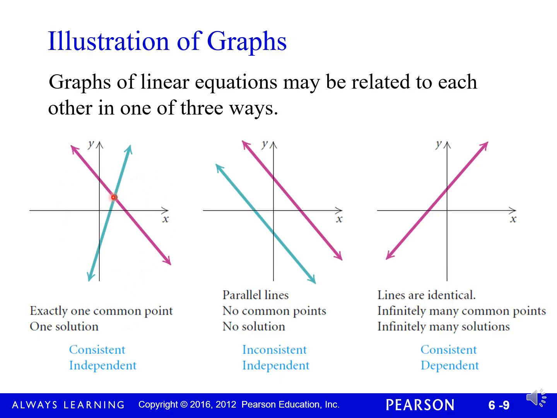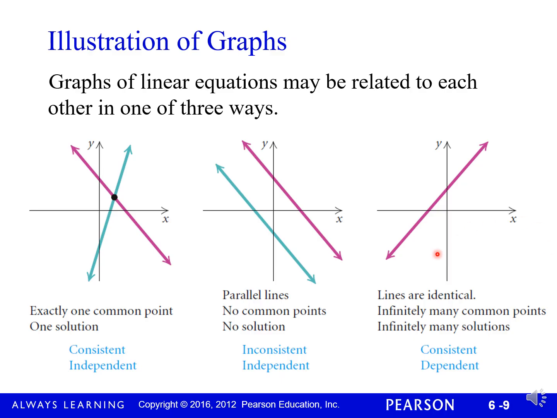point in common, one intersection. This has a solution just like the examples we've been looking at where it was 2, 5. This is consistent because it has a solution, and it's independent because it has just one. Parallel lines do not intersect anywhere, so there is no solution. There are no common points, and so this is inconsistent because there's no solution, and it's independent.